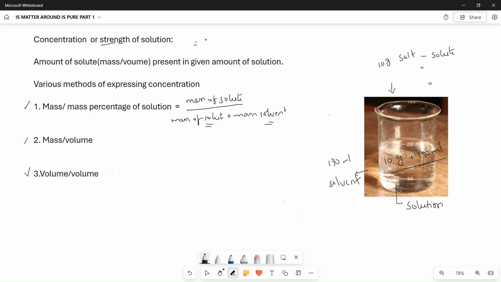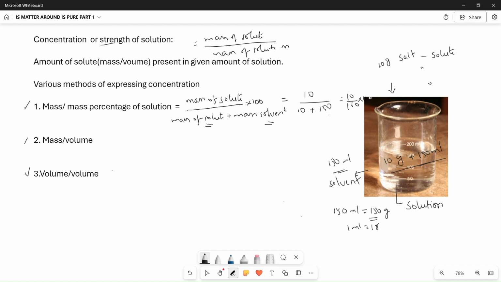We use this because the solution has both solute and solvent. In some books it is directly written as mass of solute divided by mass of solution, into 100. Here, the mass of solute is 10 grams, divided by 10 plus the mass of solvent, water, that is 150 ml. When expressed in grams, 150 ml equals 150 grams, since 1 ml equals 1 gram. So it is 10 by 160 into 100. This is the mass by mass percentage of solution.